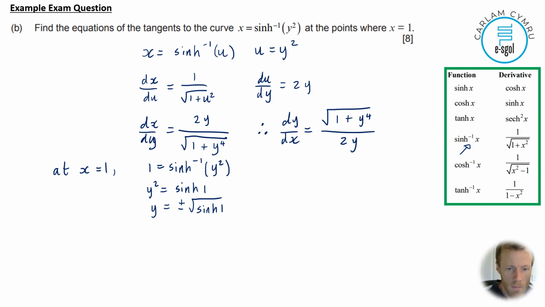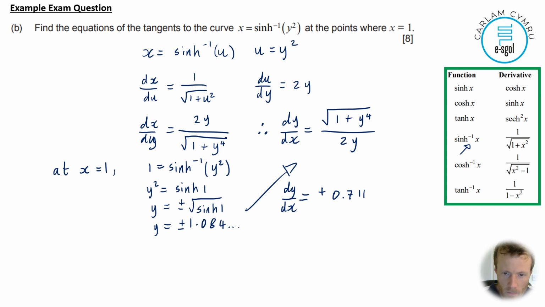Okay, so I have got a value for y now. If you put this in your calculator, you get plus or minus 1.084... That then, I have the value that I can substitute into here. So dy over dx, or the gradient, is, if you put the plus in, you get plus 0.7117. And if you put the minus in, you get the negative of that.